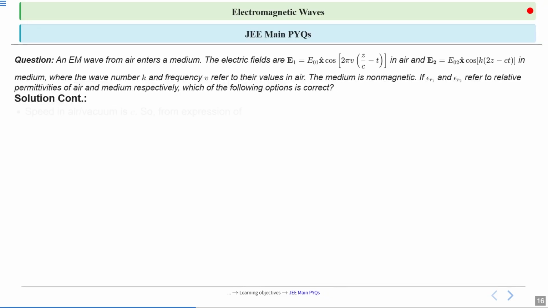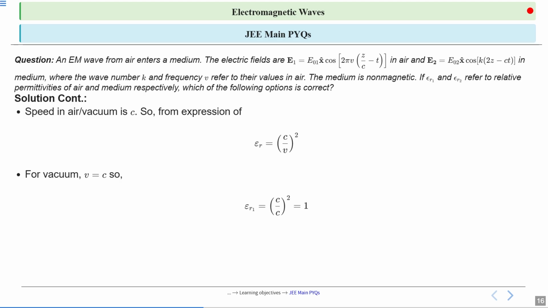Okay. Now we'll find the refractive index, or the relative permittivity. Speed in air or vacuum is c. So the expression of epsilon r will be equal to (c by v) square. Now they ask for epsilon r1 or epsilon r2. Epsilon r1 is the relative permittivity of air. So for air or vacuum, v is equal to c. So the relative permittivity epsilon r1 will be equal to c upon c, whole square, which is 1 square, which is equal to 1.